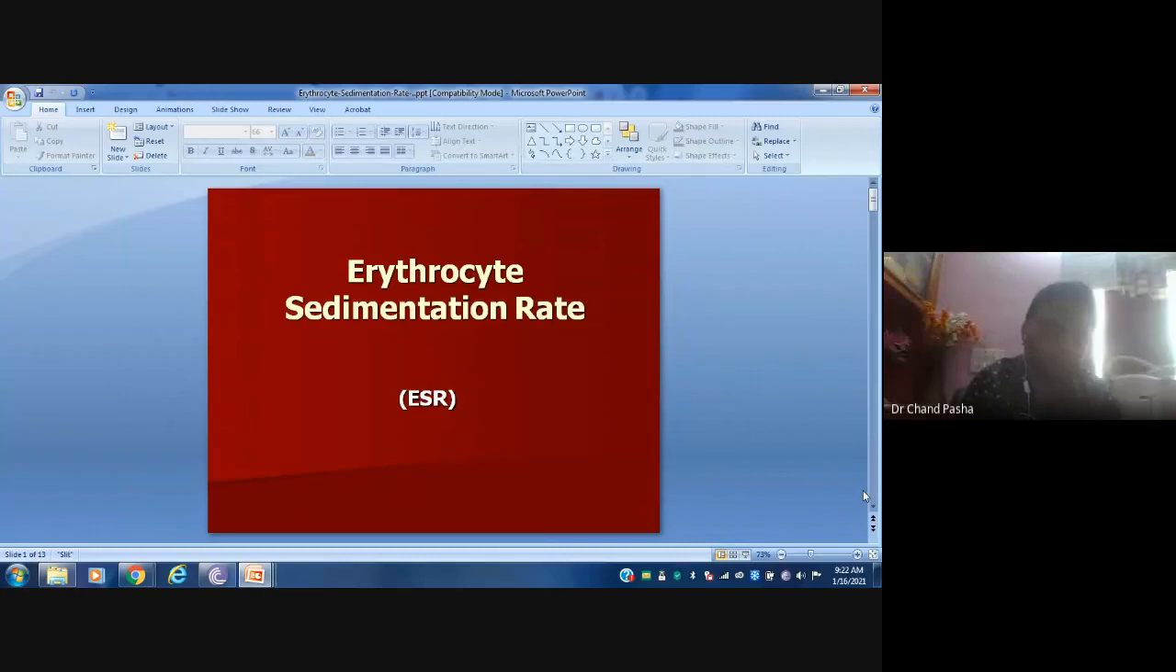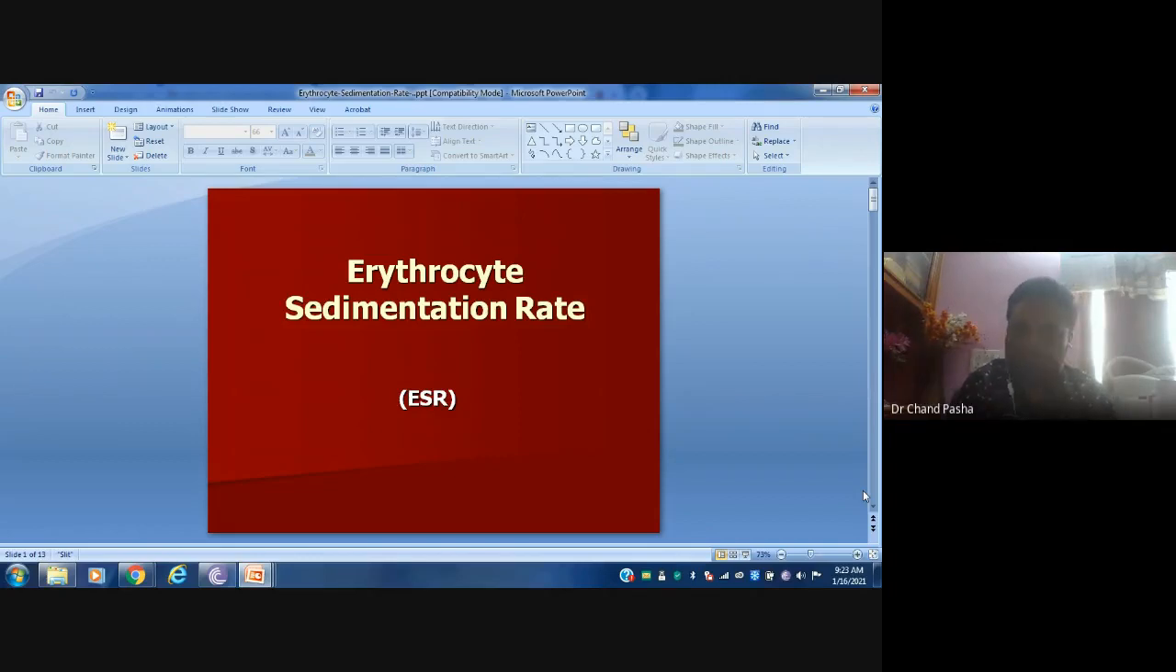Inflammation could be caused by disease, infection, or injury, whether it is a cancerous condition or even menstrual inflammation, which also raises the ESR value. So this is a very significant value in hematology to determine the overall condition, but it is non-specific. It is not a specific parameter, but it is still very important.